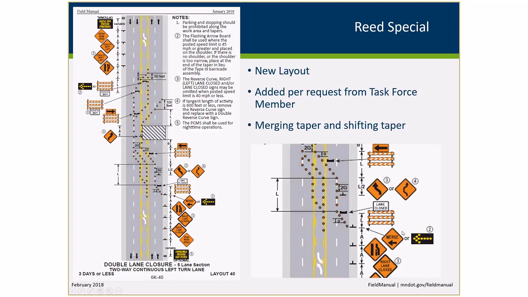This layout shows a merging taper followed by a shifting taper. So we can still use the one direction large arrow for shifting tapers, and that's why I wanted to highlight this one. So here's the merging taper, typical situation that we use now, and the shifting taper where they are having a change in horizontal alignment in order to navigate that. That's why we're using the one direction large arrow on that.